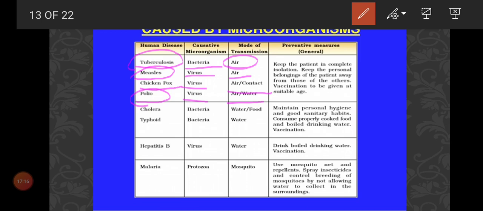Now I think you are clear about tuberculosis. Tuberculosis in Tamil we call Kasanoi. Generally we call it TB. It is caused by bacteria and it is an airborne disease. And measles, Thattamai, is caused by a virus, in general the rubella virus. It spreads through the air. And chickenpox, Chinnamai, what virus? This is the varicella virus, and it spreads by air and contact. Polio virus spreads through air and water. So these are some diseases human beings get through microorganisms, through all those modes.